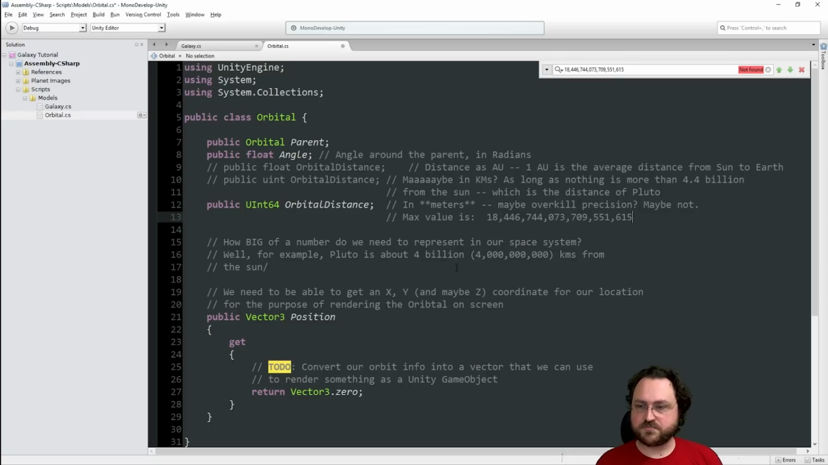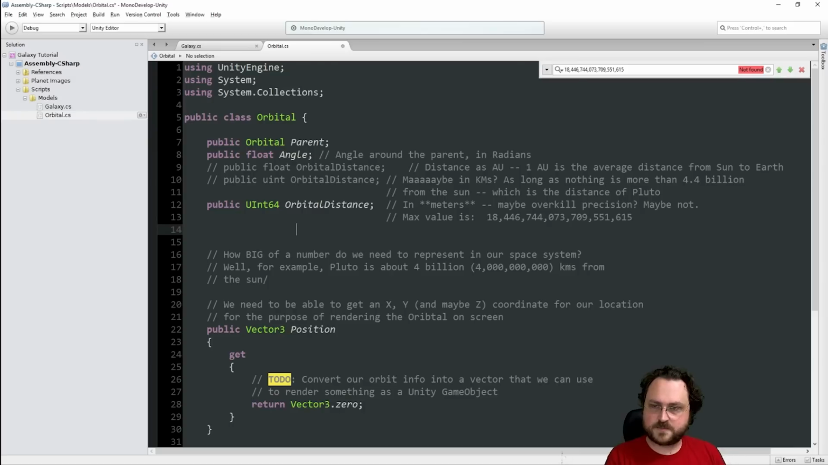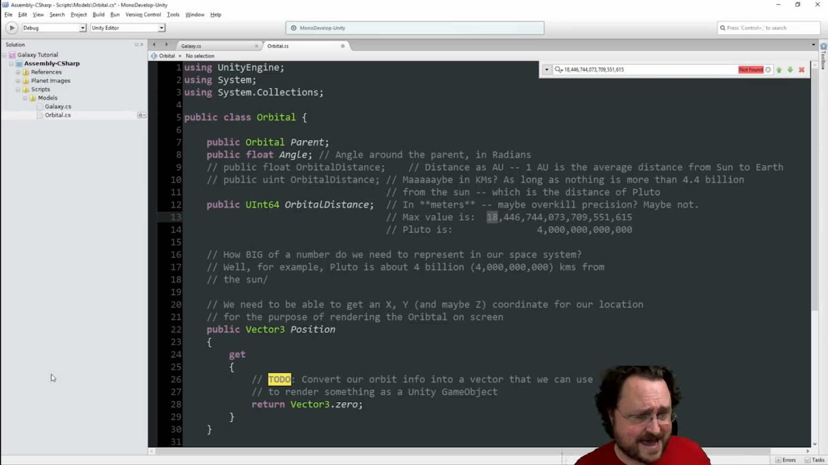And the distance from Pluto is 4 billion kilometers. But if we're converting this to meters, we add 3 more zeros, which means we've got this. So clearly, we have a number range that can handle it. This is in trillions of meters, whatever comes after trillions, and whatever comes after that. Quadrillion and quintillion? We can handle some pretty damn big numbers.